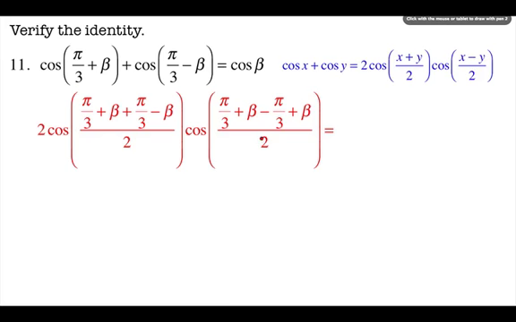And I trust that you can follow how we get pi over 3 for this and how we just get beta for this. At this point, I know that cosine of pi over 3 is 1/2. 2 times 1/2 is 1, or just cosine of beta. And I'm done with problem number 11, and this is the end of this video.